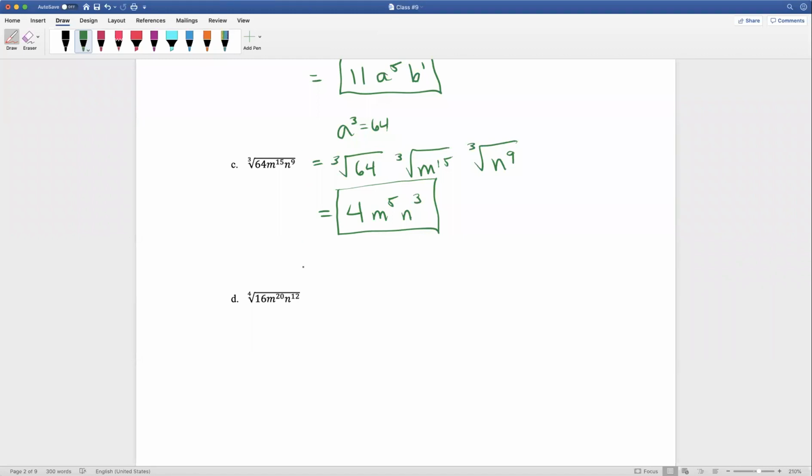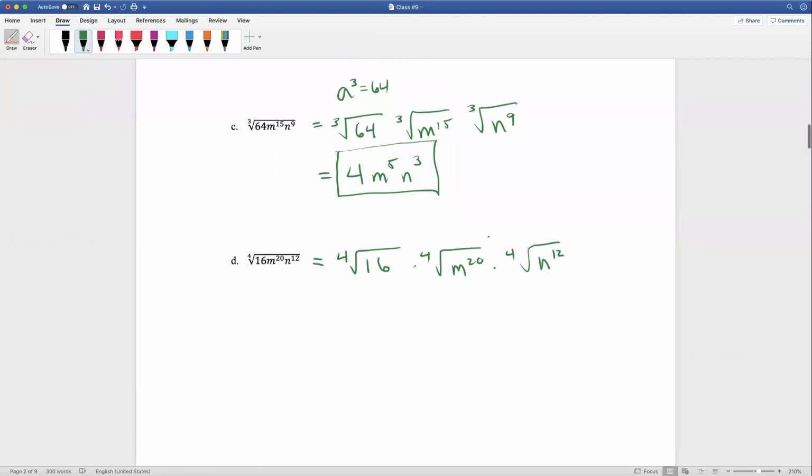Okay, so for the 4th root of 16 m to the 20th n to the 12th, we can rewrite it like this. We can say this is the same thing as the 4th root of 16, m to the 20th times n to the 12th, which is the 4th root of 16, times the 4th root of m to the 20th, times the 4th root of n to the 12th.